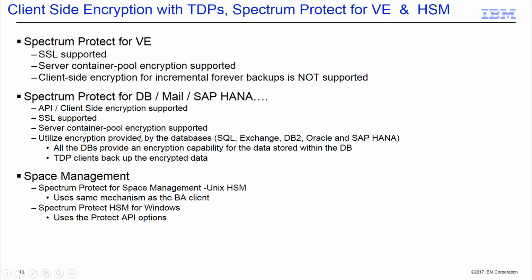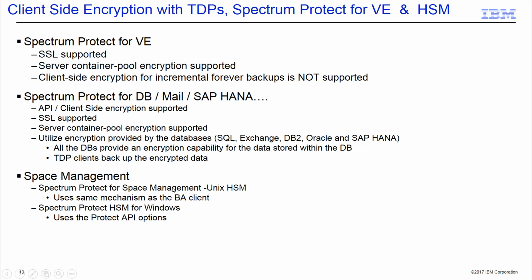The SQLs, Exchanges, DB2s, Oracles, and SAP HANAs all have encryption capability built in for the data that's stored within the DB. So if you turn that on, when the Spectrum Protect for data protection product goes and backs it up, we back up the data as encrypted data. That TDP data most likely will not be deduped by the Spectrum Protect server, but it will be stored in the encrypted format that it was originally written by that database program.